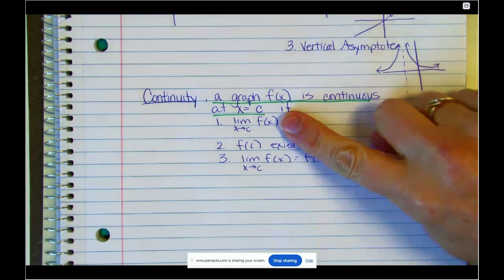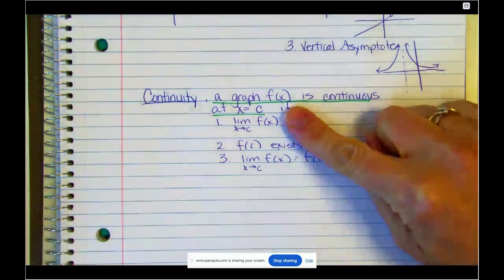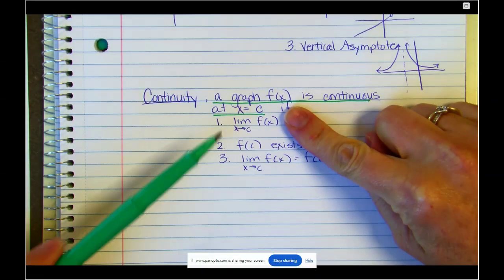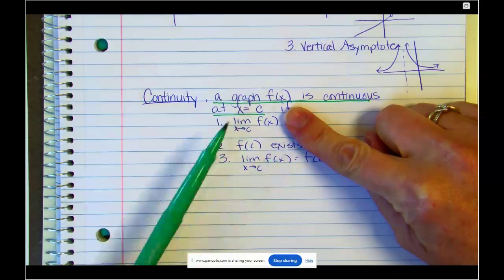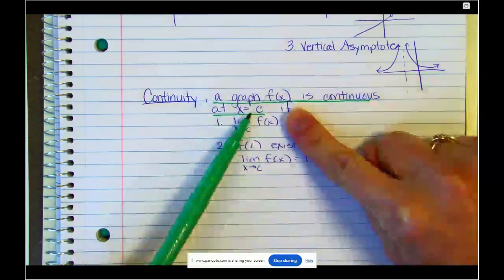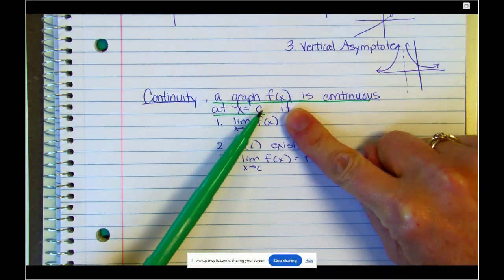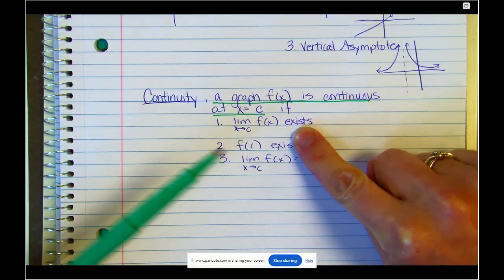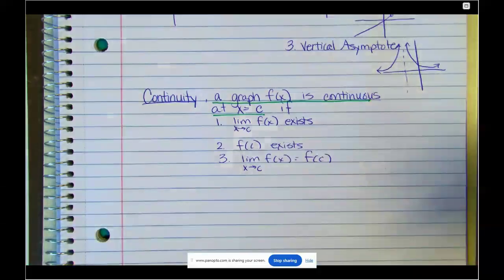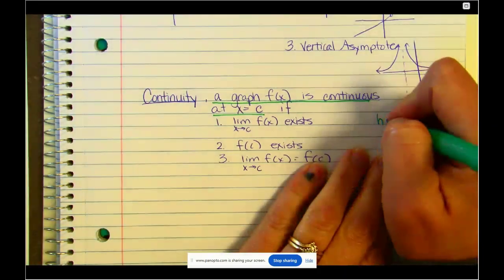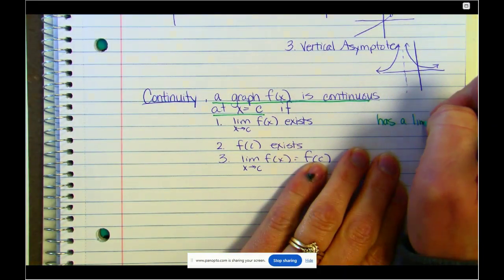The second thing, though, you know what this means. We've been dealing with this. What is that? Not a rocket science question here. Oh, it's just a limit, right? So this is saying it's going to be continuous at x equals c if the limit exists. What does that mean? It means that you have to have a limit. That would be my interpretation. It has a limit.